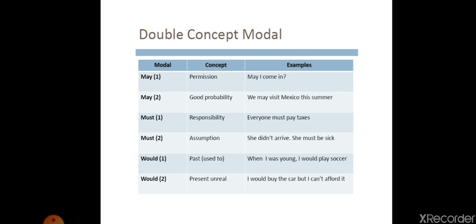Would is used to show the past tense. When I was young, I would play soccer. This means something that was done in the past. And would also shows present unreal, that is not real. I would buy the car, but I can't afford it. So, in the present tense, the unreal thing is being shown here.